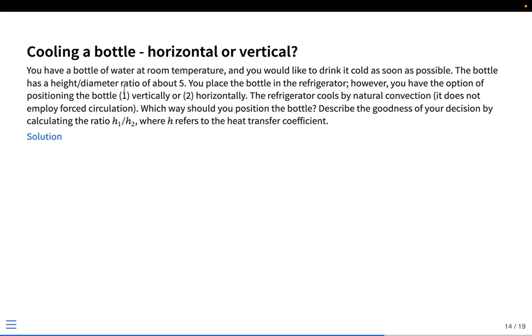And again, we are assuming here that the height to diameter ratio is around 5. The reason for this assumption is that with it, we can treat the vertical cylinder as a flat plate in this particular scenario. This is actually true for most bottles. The height to diameter ratio will usually be greater than 5, so this is a valid assumption.